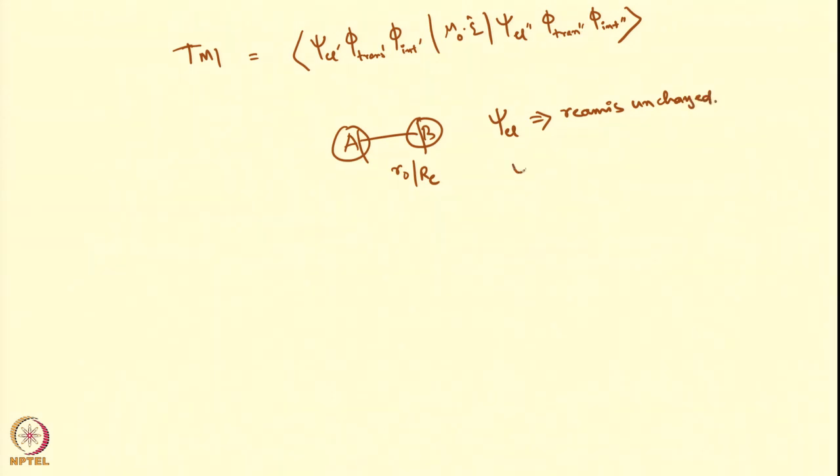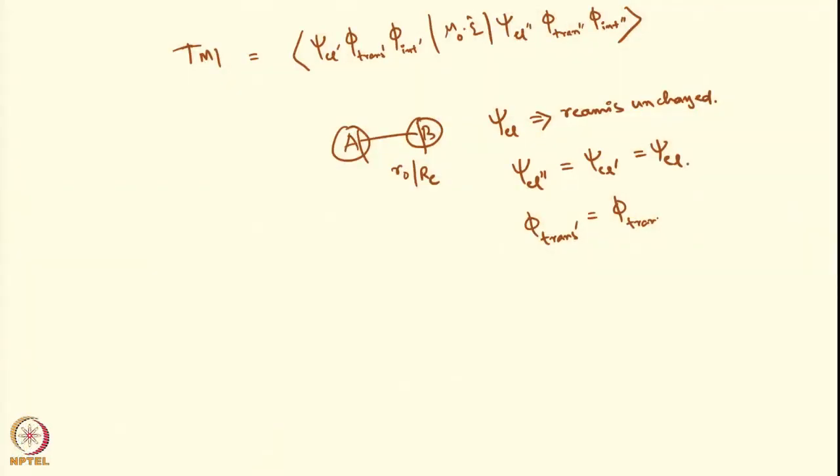So, which means psi EL double prime should be equal to psi EL single prime, this is equal to psi EL. Now, if it is rotating and it is translating, we will assume that rotation is not going to affect the translation. Rotational degrees of freedom and translational degrees of freedom can be separated out. So, then phi trans prime will be equal to phi trans.